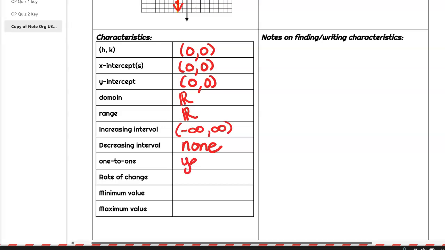This graph is 1-to-1. The rate of change varies because the pieces are not linear, they are curved. And because it doesn't have a place where it turns around, it has no minimum and no maximum value.